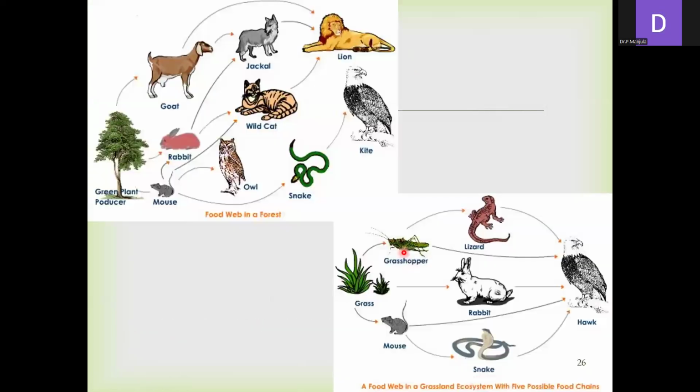These are some examples of food webs, where many food chains are connected. For example, the green plant is the producer. It may be eaten by a mouse, rabbit or goat. This goat may be eaten by a jackal or a lion. Like that, these food chains are interconnected. The mouse may be eaten by a snake or a wild cat. So many options are there.